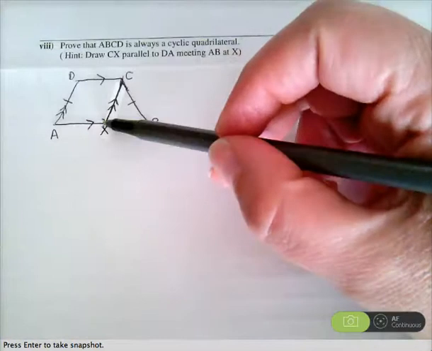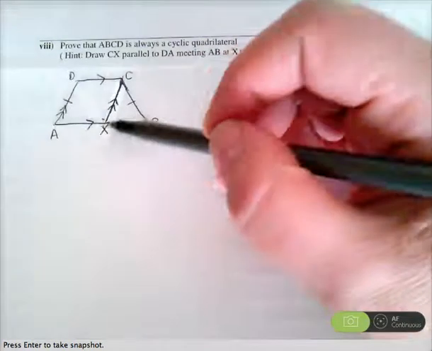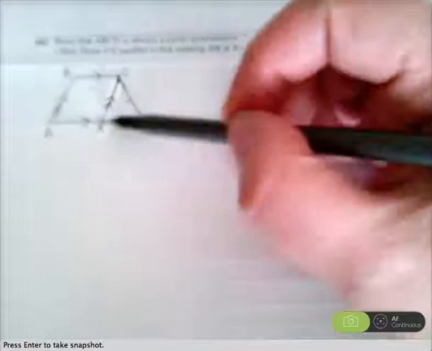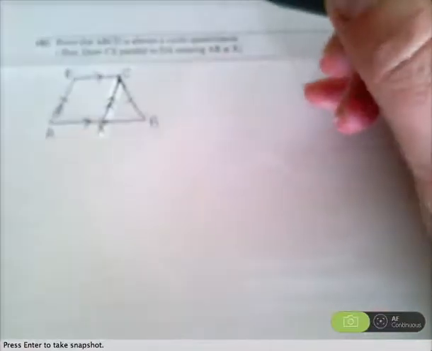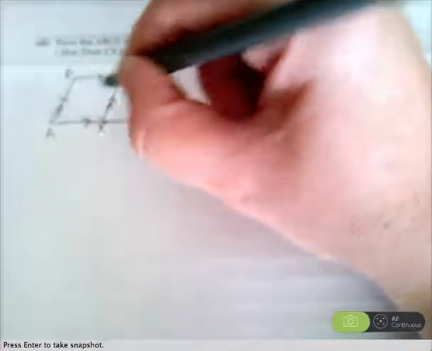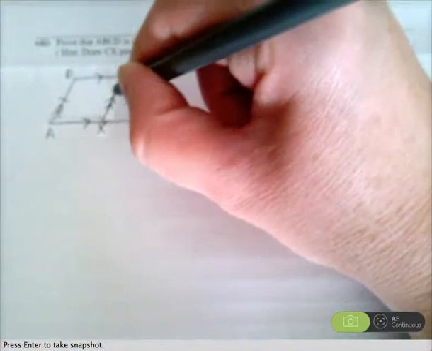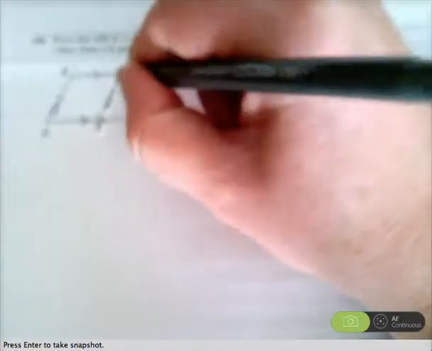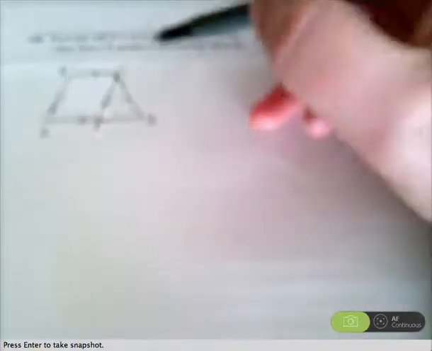Okay, now if I've drawn CX parallel to DA, then what I've got here is a parallelogram, because I've got two pairs of opposite sides parallel. We also know with a parallelogram that opposite sides are equal in length, so therefore DA would equal CX, which is equal to CB. I'm going to start putting some X's in here.